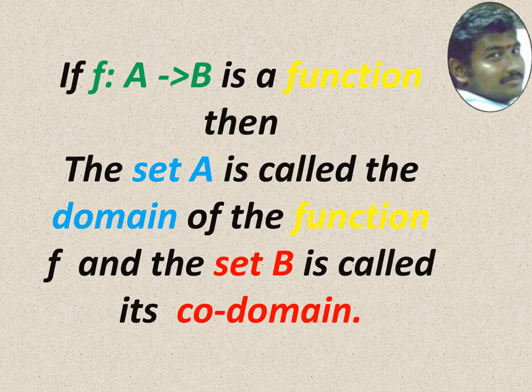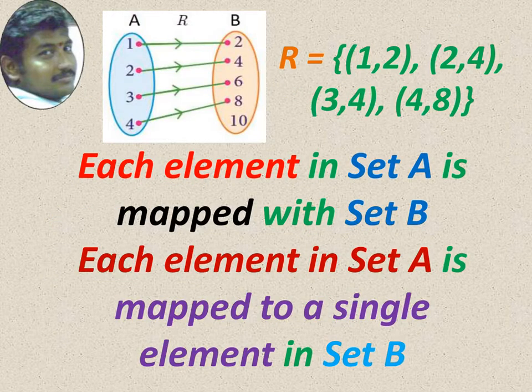If A to B is a function, then set A is called the domain of the function. Set B is called the codomain of the function. Okay, look at this arrow diagram. Here the relation is given already.